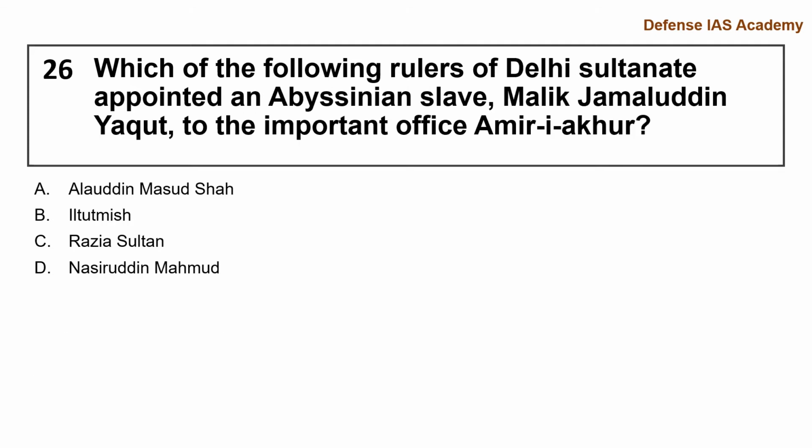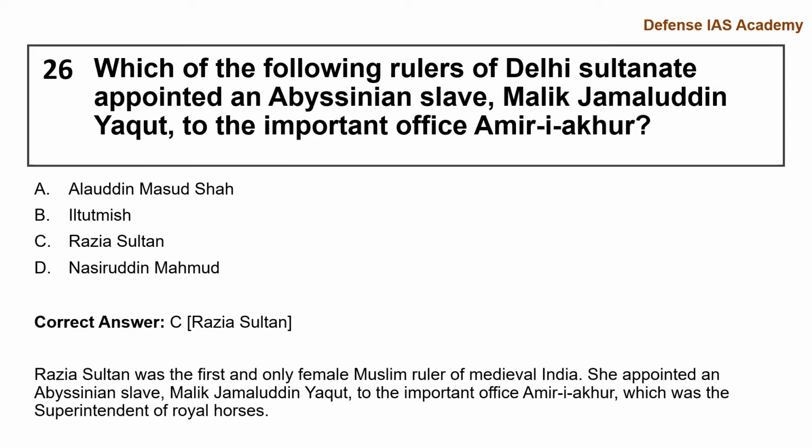Question 26. Which of the following rulers of Delhi Sultanate appointed an Abyssinian slave, Malik Jamaluddin Yaqut, to the important office Amir-e-Akkur? The correct answer is option C, Razia Sultan. Razia Sultan was the first and the only female Muslim ruler of medieval India. She appointed an Abyssinian slave, Malik Jamaluddin Yaqut, to the important office Amir-e-Akkur, which was a superintendent of royal horses.